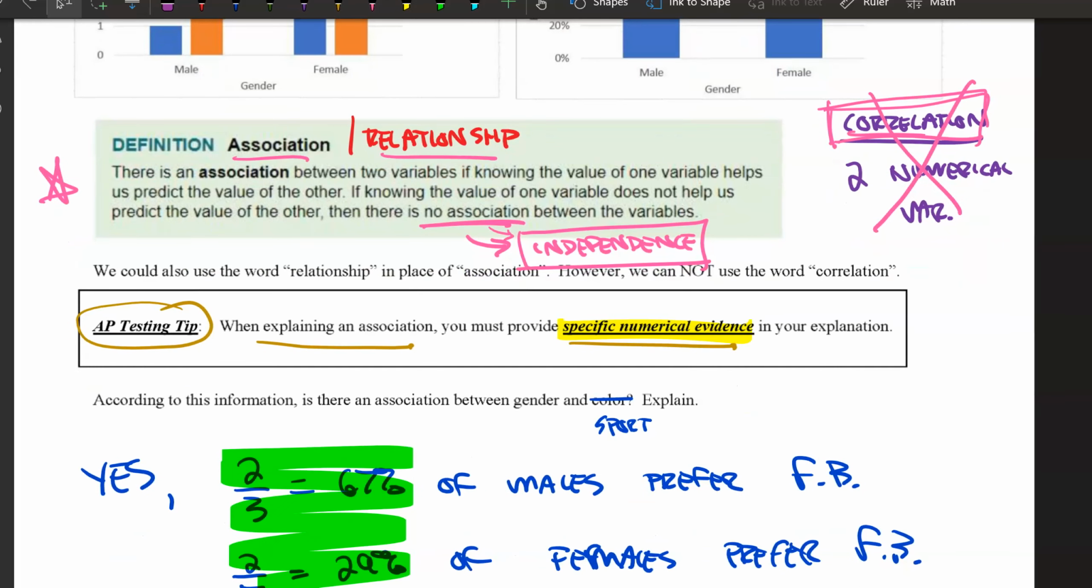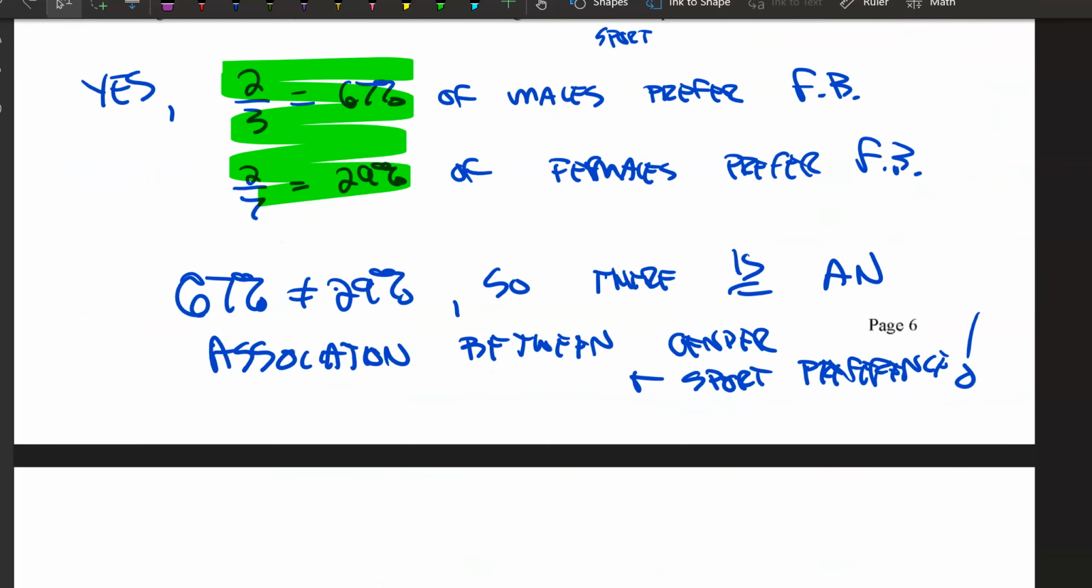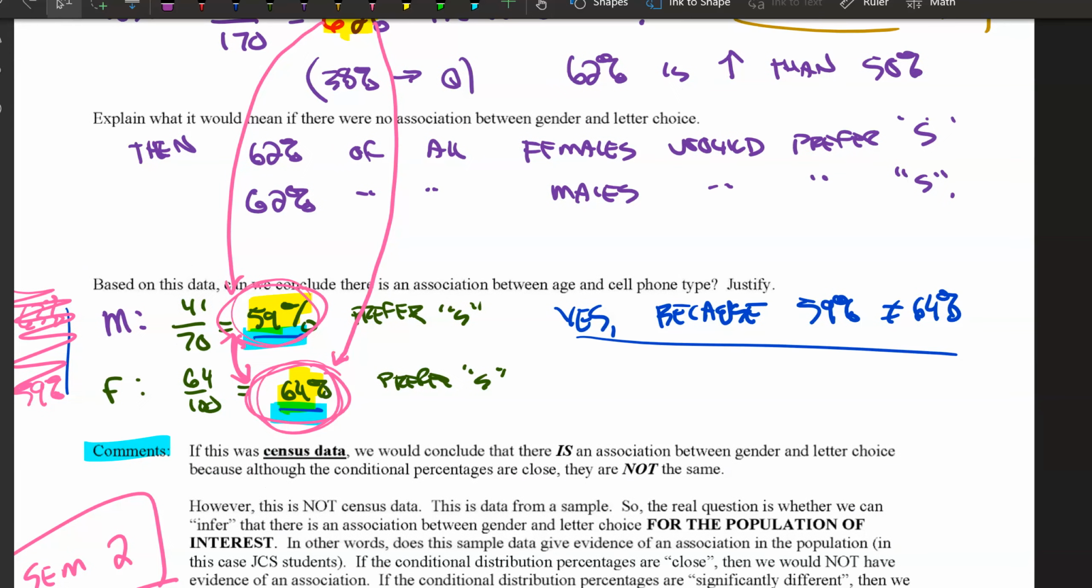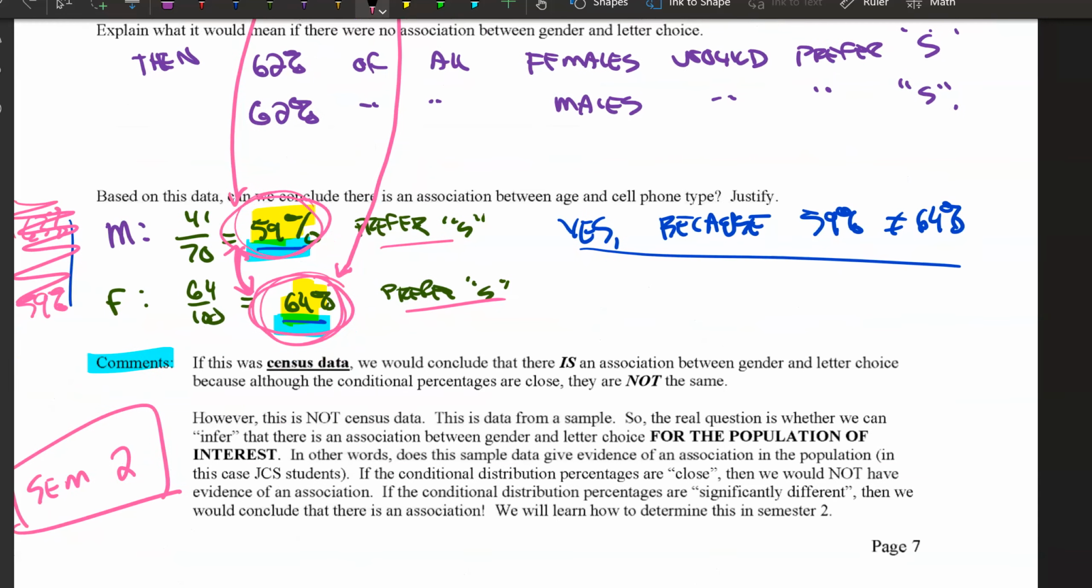The idea is gender is independent of sport preference. It doesn't matter if you're a guy or girl, your sport preference is going to be the same. Or it doesn't matter if you're a guy or a girl, your preference for the letter S versus Q is going to be the same. Okay, but let's keep things simple. Let's not worry about this sampling nonsense. If I give you a table and I give you census data and I say, is there a difference? If these numbers are different, then we say there's an association.